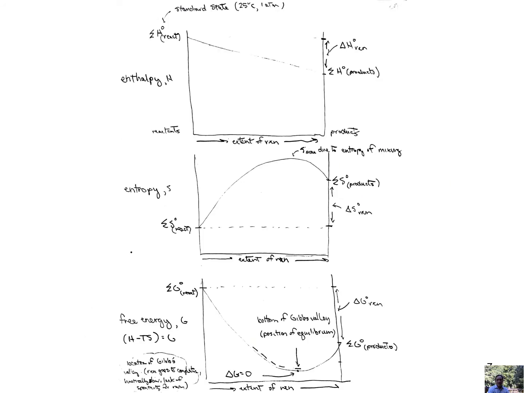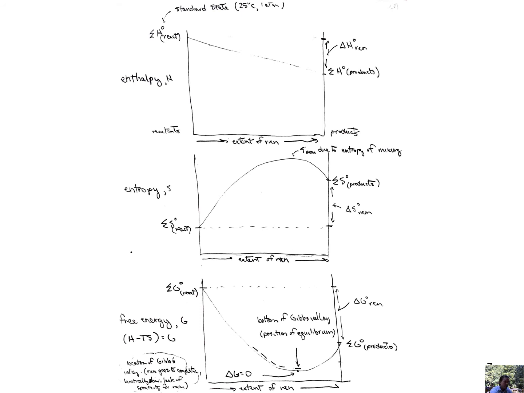So I do have this one last slide, and if you've had enough, you're more than welcome to leave the lecture video. But this kind of summarizes the relationship between enthalpy, entropy, and free energy. And again, this is more background information, and I will try to be brief. But what I have here are 3 plots which show how entropy, enthalpy, and free energy change over the course of a reaction.